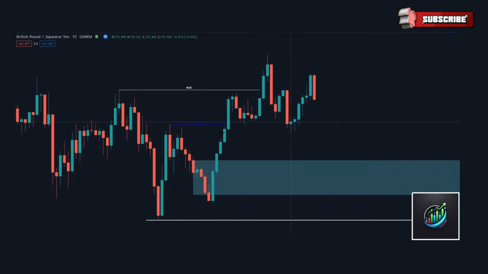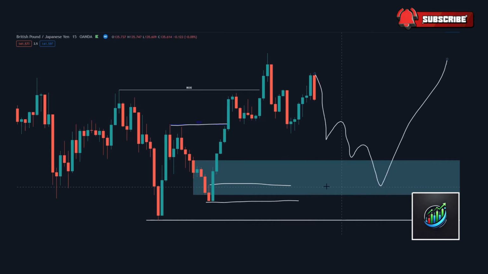Now if we also look, we can see that this impulsive leg to the upside that broke structure has a point of interest or bullish order block that has formed, and again that broke structure and created imbalance on the way up. So we know that price is more than likely bound to push to this area.